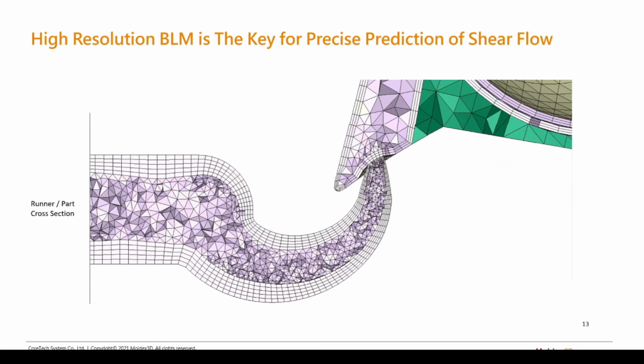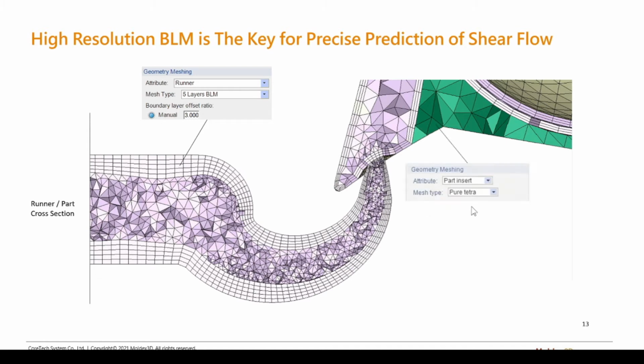Just to look at the boundary layer meshing technology that Moldex3D uses, we do have a video up on the YouTube channel for this topic specifically. But we can see here that we have a 5 layers BLM in the runner. We've used a 3.0 offset ratio for the runner in this case. We did go a little bit light on the part, but we actually see that there's a part insert here in green, and that is using a pure tetra type mesh.